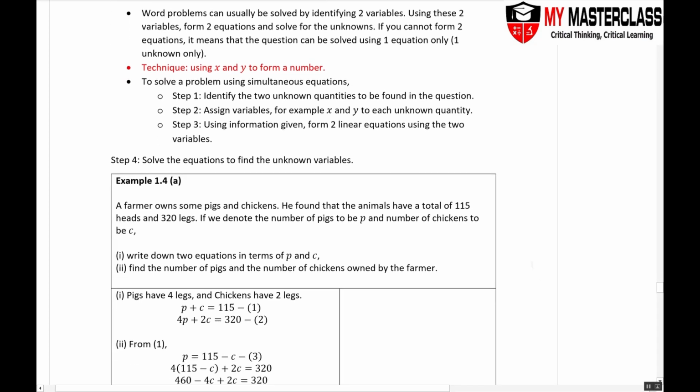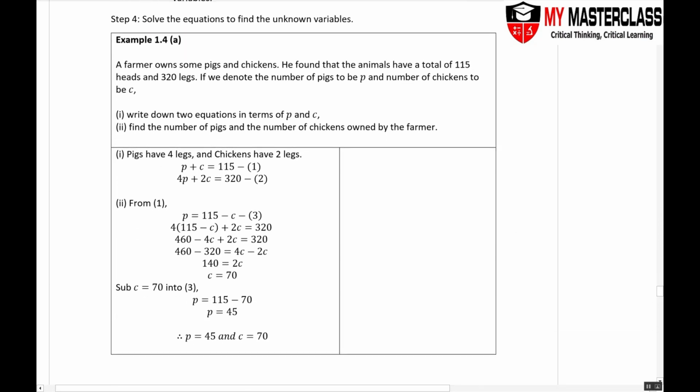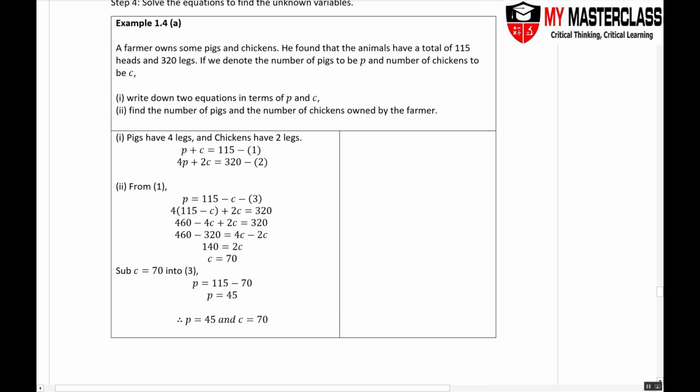If you look at the example below, this is an example of how we apply the concepts that we have learned. A farmer owns some pigs and chickens. He found that the animals have a total of 115 heads and 320 legs. If we denote the number of pigs to be P and the number of chickens to be C, write down two equations in terms of P and C. In this case, they already gave us the variables as P and C.